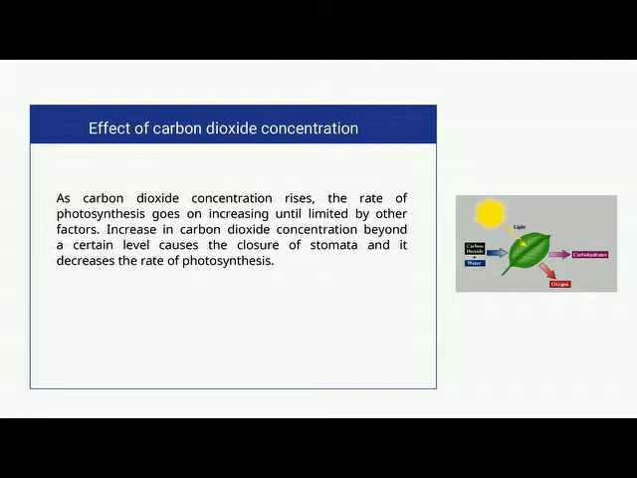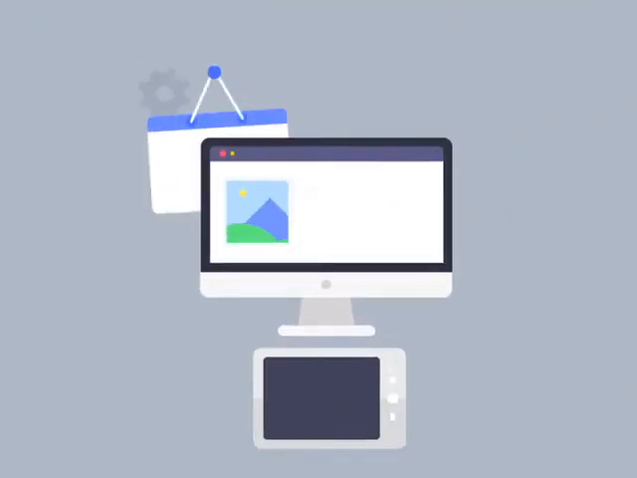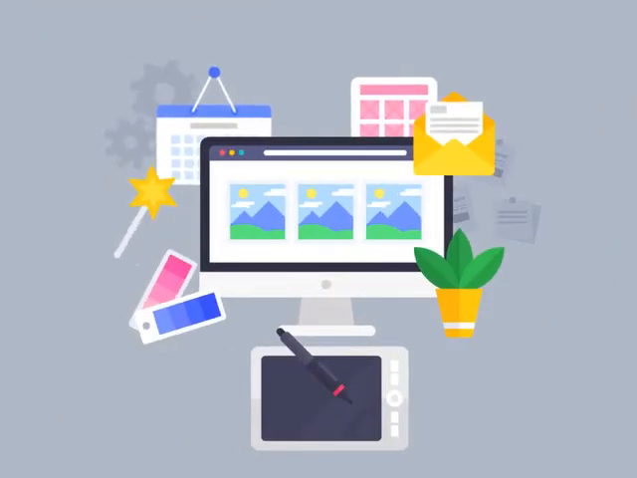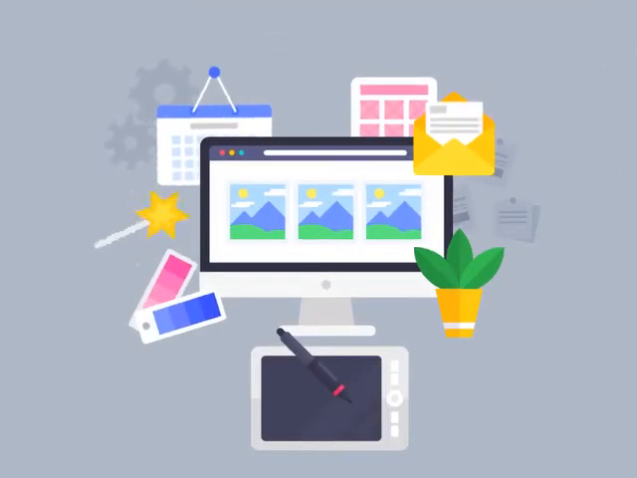An increase in carbon dioxide concentration beyond a certain level causes the closure of stomata and decreases the rate of photosynthesis. So here is a video related to the topic, the role of light and chlorophyll. Do watch it carefully. If you find any difficulty, you can ask me.